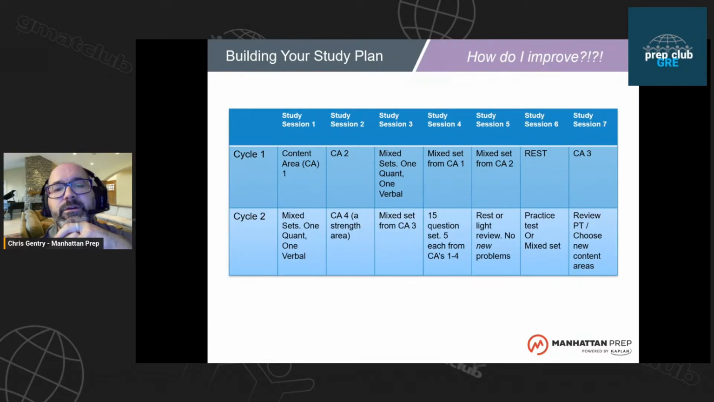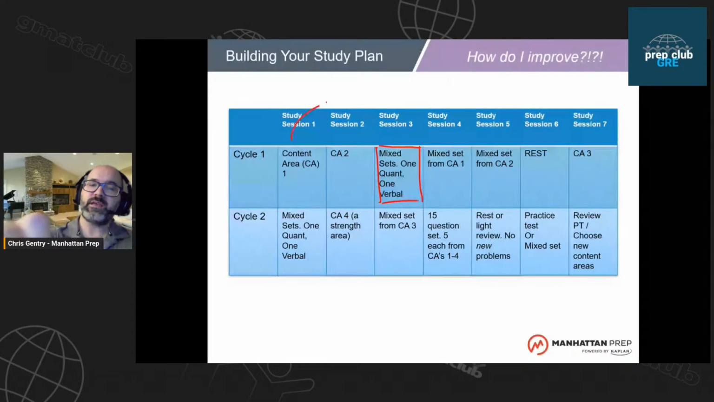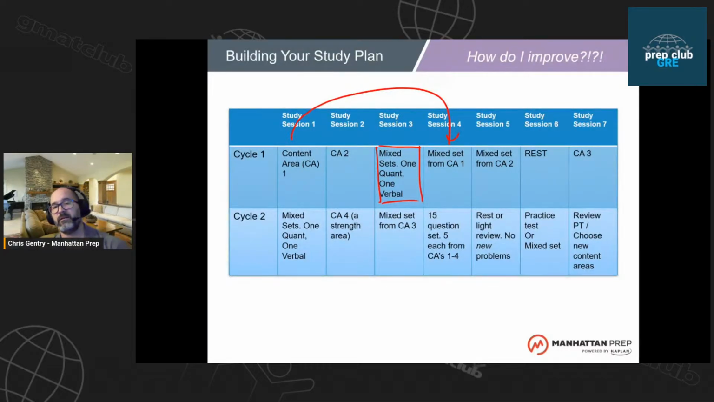After you've done 2 content areas, do a mixed set. Notice that this is sort of like a break, sort of like a palate cleanser, if you will, giving your brain separation between content focus and then a review of that content focus. Notice how delayed this is. You want to have a few sessions delay between when you see content area 1 and then when you see it again. Similarly, a few delay between when you see content area 2 and when you see it again.